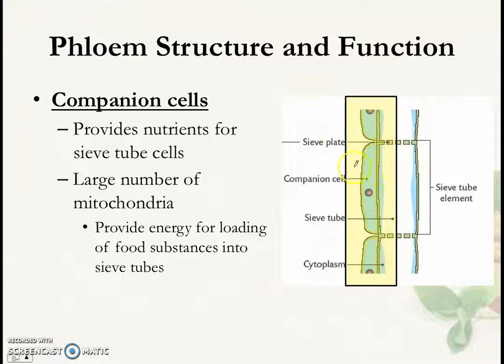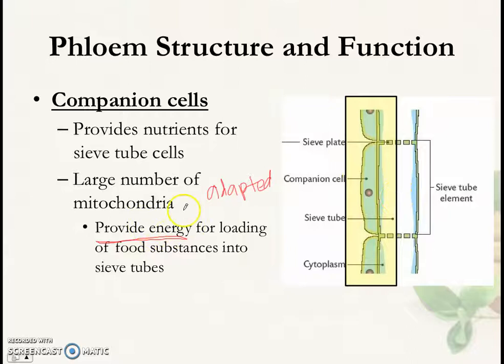So here are my companion cells. You can see that the companion cells have a very close relationship with the sieve tube cells. The companion cells actually help to provide nutrients for the sieve tube cells. And they have a large number of mitochondria. That is how they are adapted. The companion cells are adapted for their function because they have a large number of mitochondria to provide energy for the sieve tube cells. They need to support not only themselves, but also the sieve tube cells.